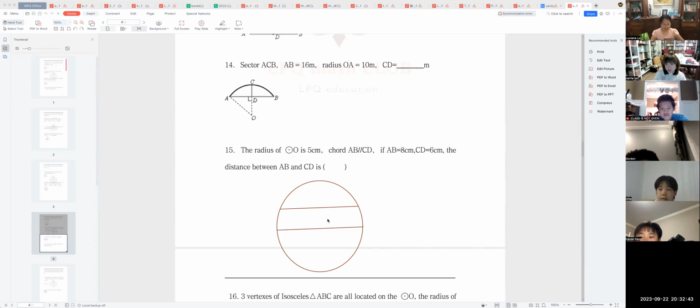Okay, so let's take this one. So we know the radius, right? AB is 8, CD is 6. Okay, what is the distance between AB and CD? This question is a bit interesting. You try it. Try to find out yourself.